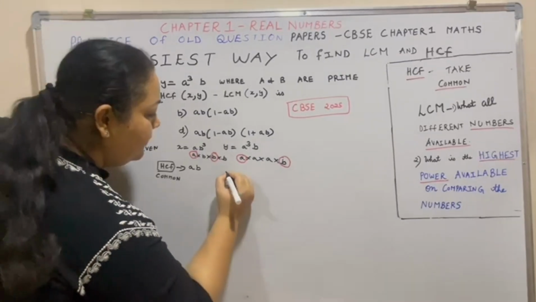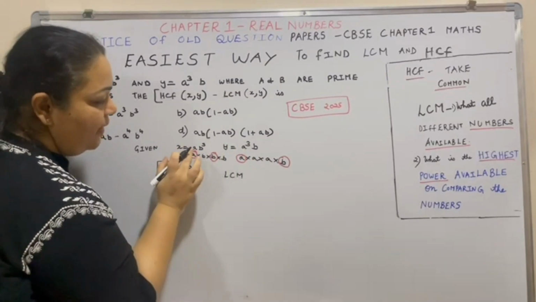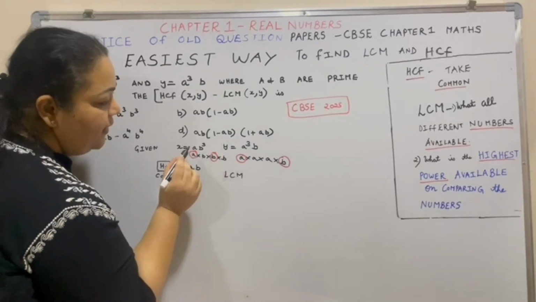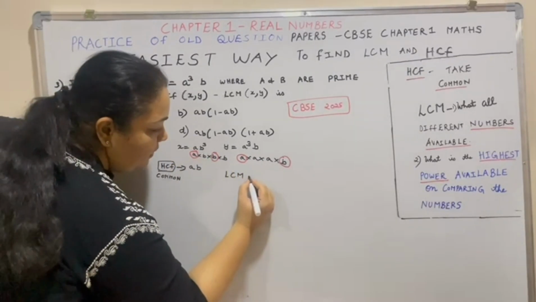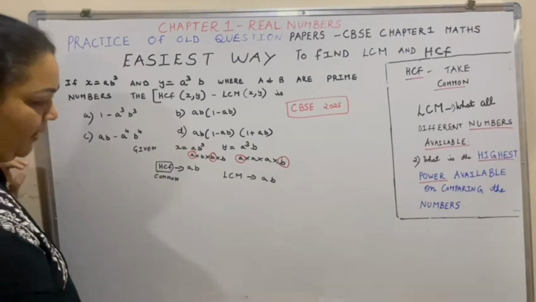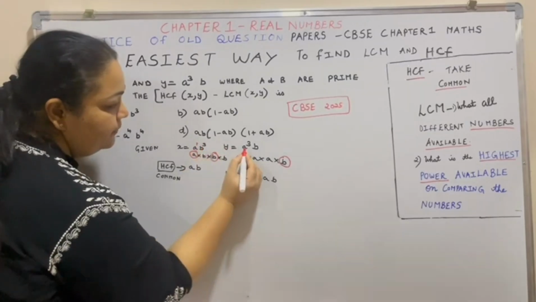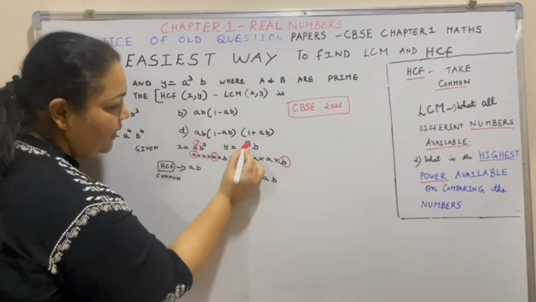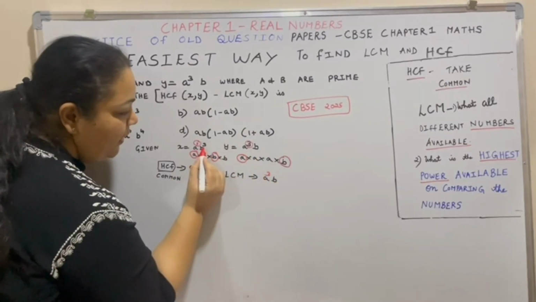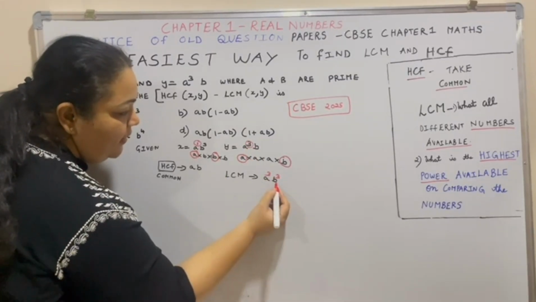Now what is LCM? LCM between both the equations. First we have to write the separate integers or separate numbers. What two integers are given here? A and b are the only two integers given. Now on comparing both the equations x and y, which is the highest power? Between 1 and 3, the highest power is 3. And between 3 and 1, the highest power is 3. So LCM is a cube b cube.